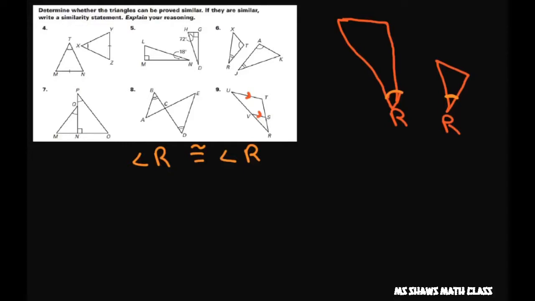So for a similarity statement, we can write triangle RSV is similar to triangle, not E, this is going to be RTU. So due to corresponding angles, we have S and T are congruent, and we also have V and U. So we're going to have these two are congruent, and these two angles are congruent with corresponding angles. And that's it.